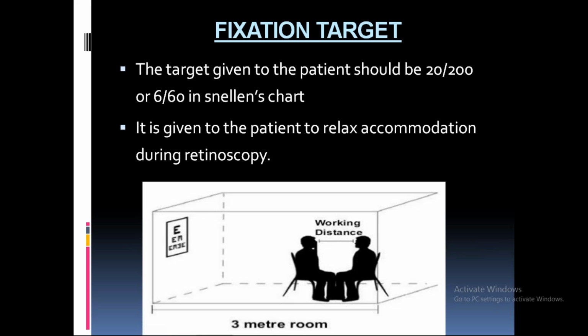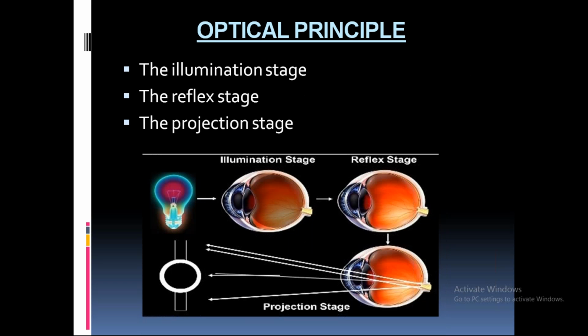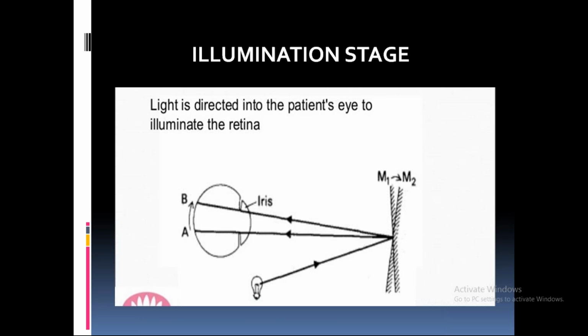The target given to the patient should be 6 by 60 on the Snellen chart. This is the patient, this is the examiner, and this is the target. It is given to the patient to relax the accommodation during retinoscopy. Light is directed into the patient's eye to illuminate the retina.